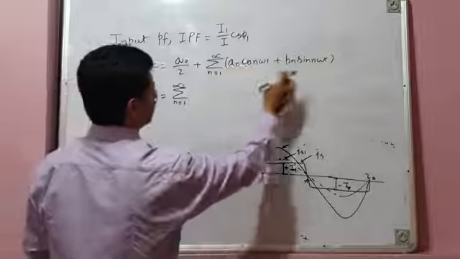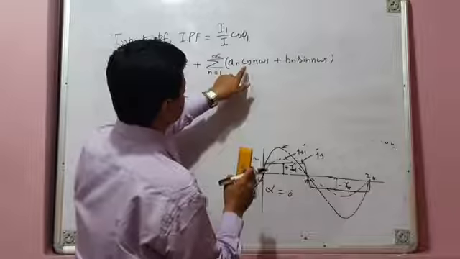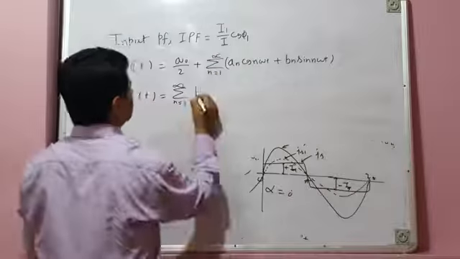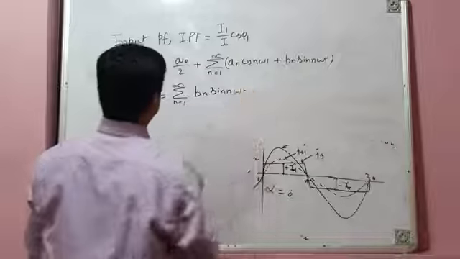An is 0 because our waveform has odd symmetry. It does not have even symmetry. It does not have cosine terms. It has only sine terms. Bn sine n omega t.